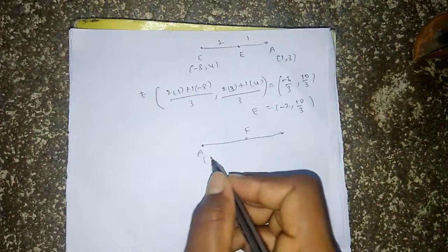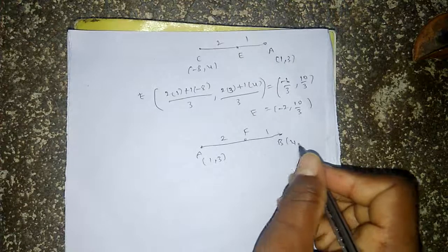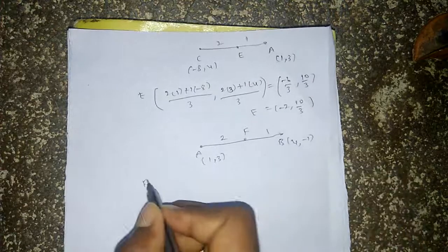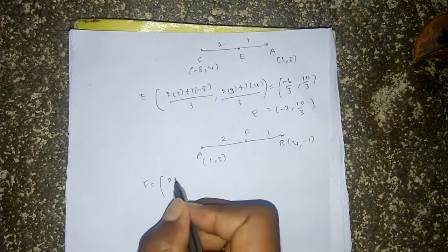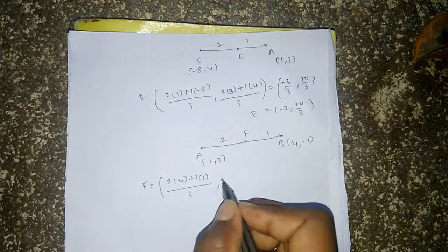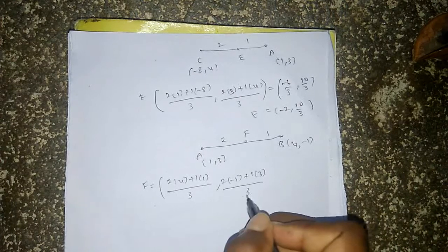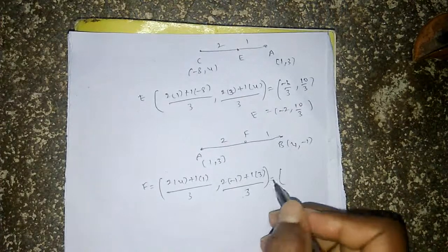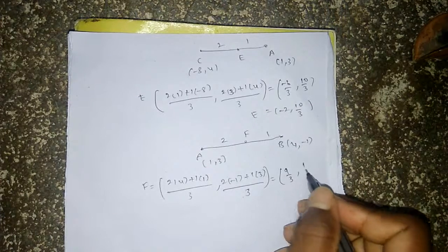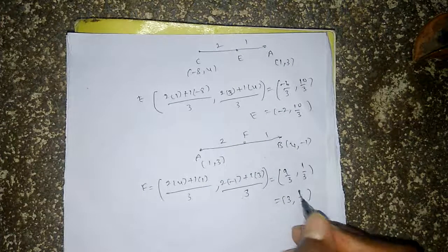F divides AB in the ratio 2:1. A is (1, 3), B is (4, -1). Now the coordinates of F are (2 into 4 plus 1 into 1)/3, (2 into -1 plus 1 into 3)/3, that is 9/3 comma 1/3, that is (3, 1/3).